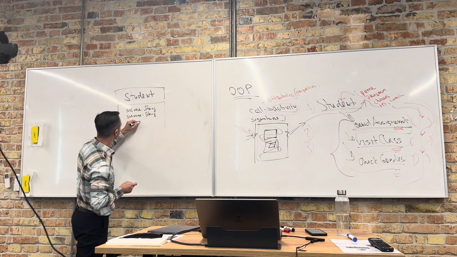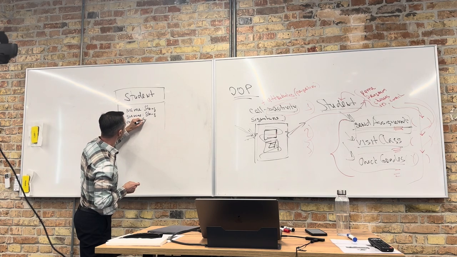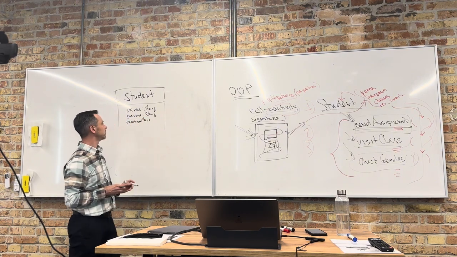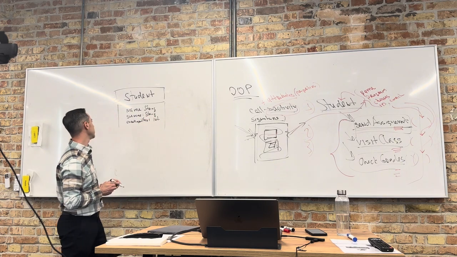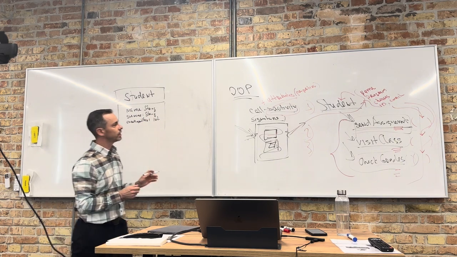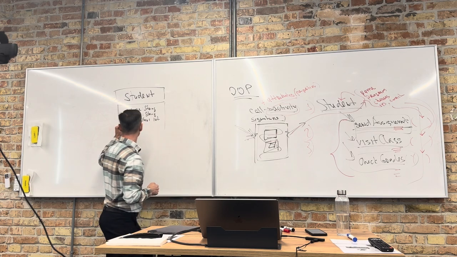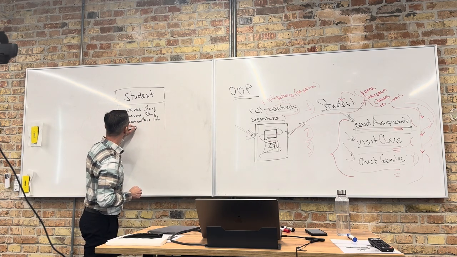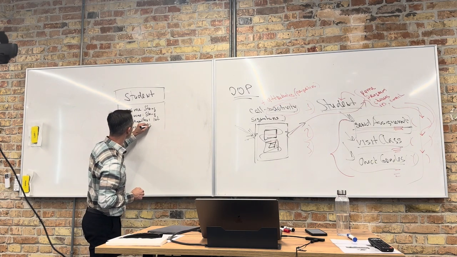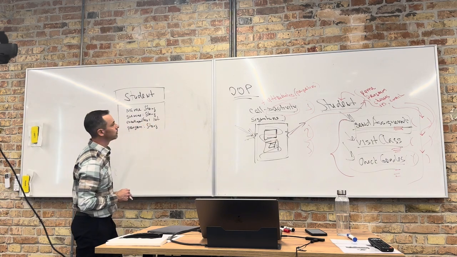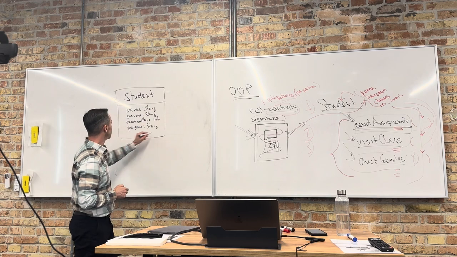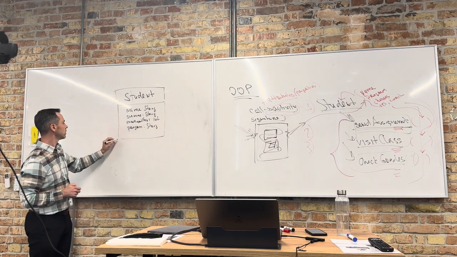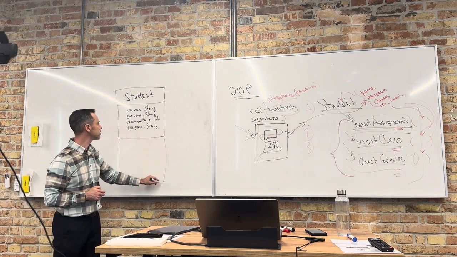Enrollment year. What data type for that? Integer. Okay, so we have some attributes, program. Let it be string, and so on. Then these are attributes. Then we could have some methods.